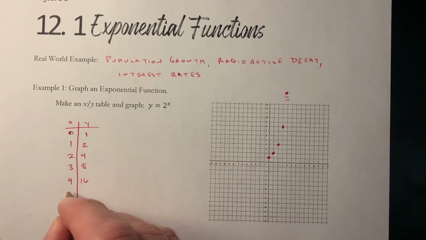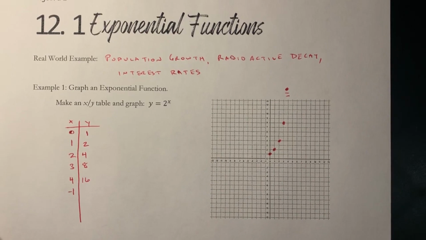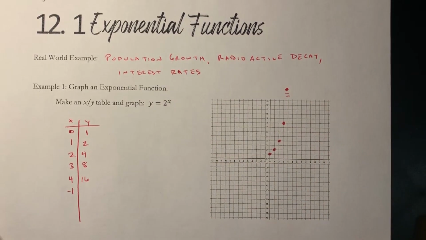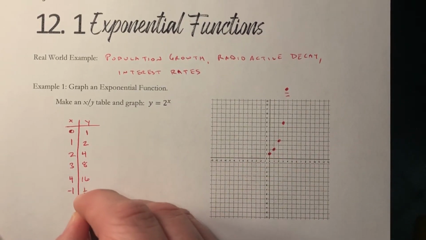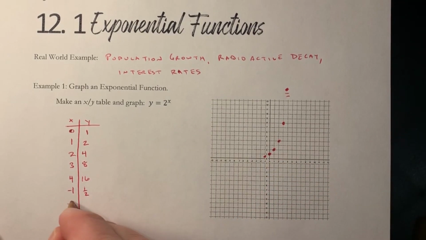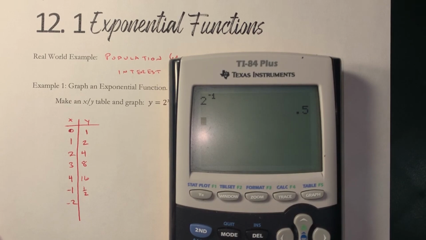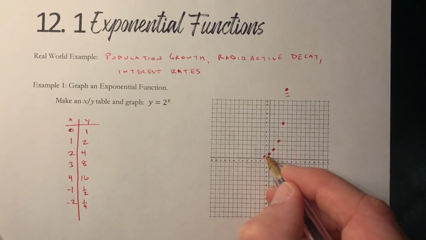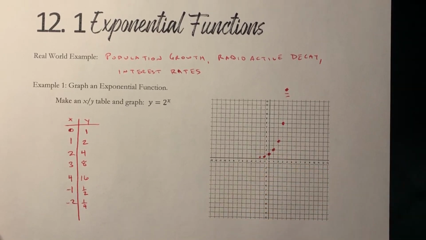So we're going to go to negative 1. 2 to the negative 1 power, and if you're not sure how to handle that, we'll just use a calculator. 2 raised to the negative 1, that's 0.5 or 1/2. So negative 1, 1/2. So right about there. Okay, then the negative 2 power. So we have 2 to the negative 2 power. That's 0.25 or 1/4. So negative 2, 1/4, getting closer to 0.